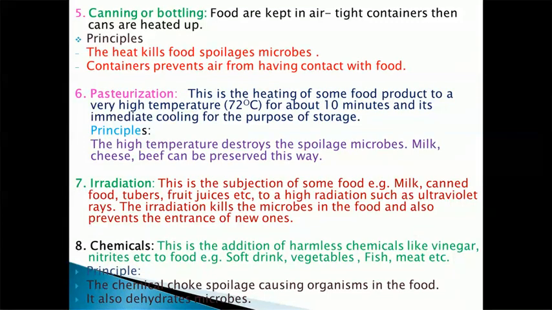And number 8, chemical method. This is the addition of harmless chemicals such as vinegar, nitrites, sulfites to food. Now know that these chemicals are not harmful to the organisms that want to consume them, such as human beings, and they are usually used at a low quantity or standard quantity that the body can take. Soft drinks, vegetables, fish, meat, and so on can be preserved using these methods.